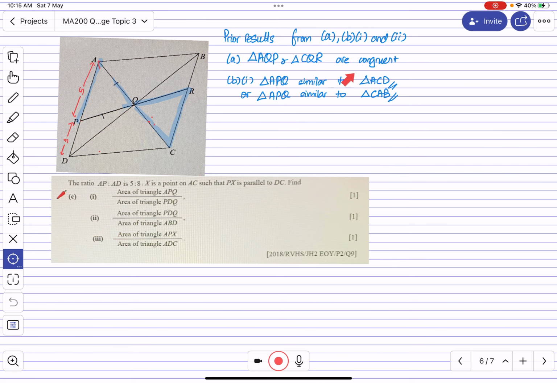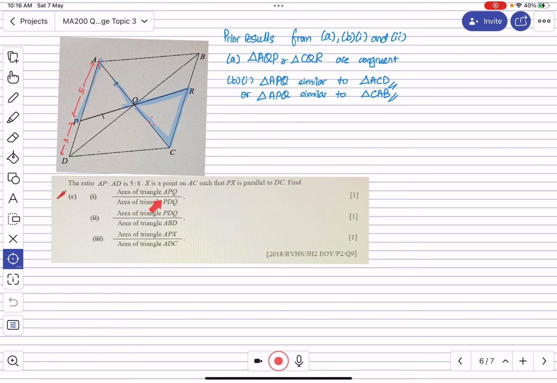The earlier results enable us to say that AQP and CQR are congruent. This was the result from part A. And B part 1 allows you to say that APQ is similar to ACD, and APQ is also similar to CAB. Also, the ratio of AP to AD is 5:8. So let's look at C part 1.